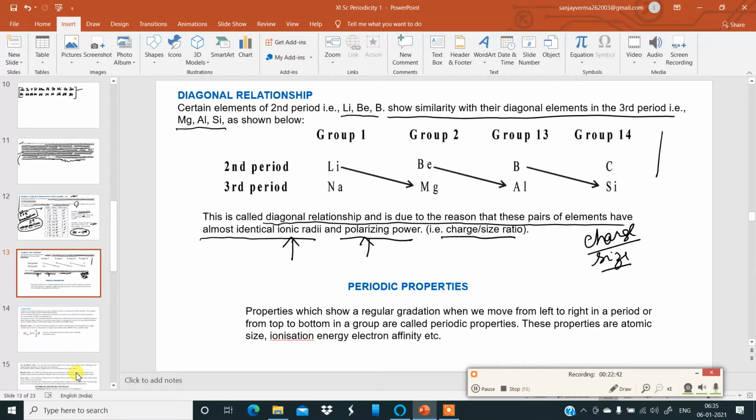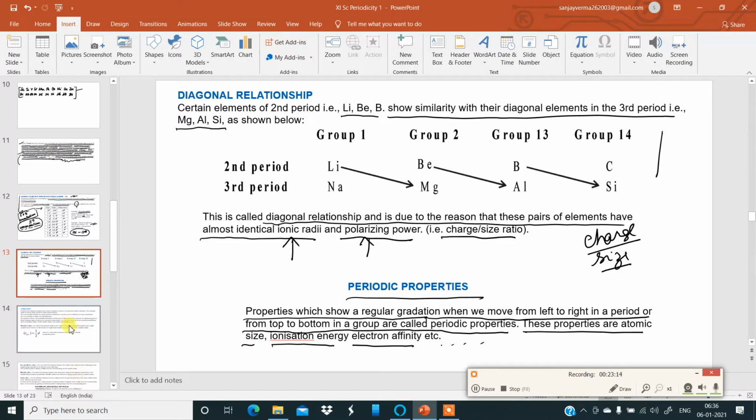Now, properties which show a regular gradation, increase or decrease, when we move from left to right in a period or from top to bottom in a group are called periodic properties, which is a known fact by you all. Now these properties are atomic size, first one, ionization energy, electron affinity, electronegativity, metallic, non-metallic character, and so on. Okay, we'll discuss them slowly.